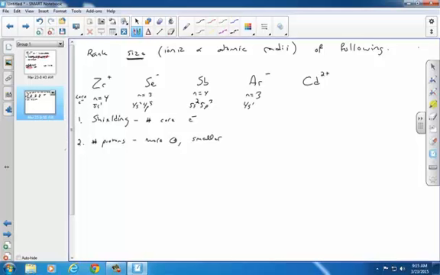So this has no 5s, and that means it has the 4s, 4p, and 4d still. It doesn't have any electrons in the 5th energy level, so its valence electrons are now in the 4th energy level. So we can start to rank from smallest to largest.